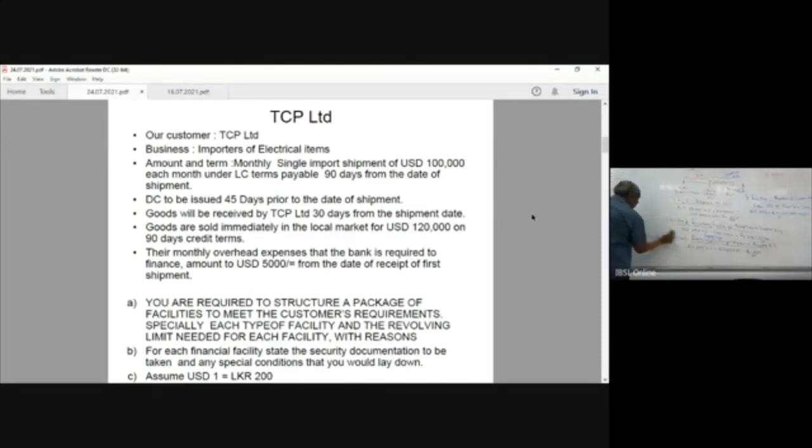You have to do these sums on your own. Then only you'll get the practice. Without the practice, it's difficult.